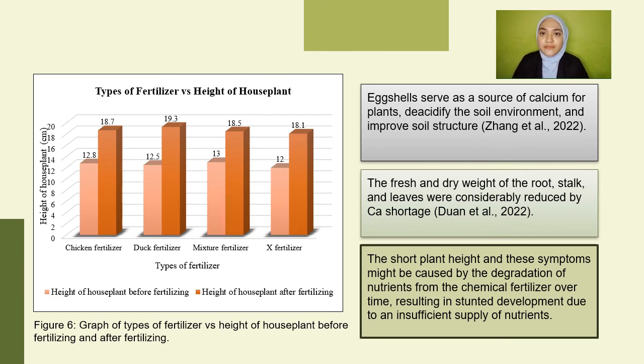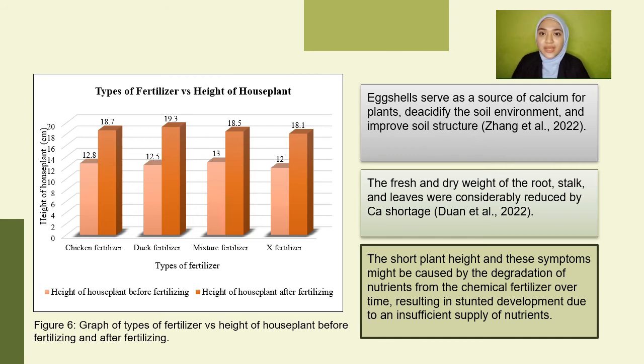The height of the fourth Syngonium phylum before fertilizing was 12 cm and after fertilizing was 18.1 cm with egg fertilizer. According to the results, eggshells serve as a source of calcium for plants. They acidify the soil environment and improve the soil structure. In addition, the fresh and dry weight of the root, stalk, and leaf were considerably reduced by calcium shortage. However, the growth of fourth Syngonium phylum is lower and shows significant wrinkling and reddish spot in the young leaf when fertilized with egg fertilizer.